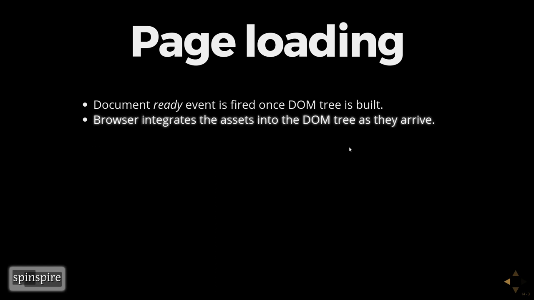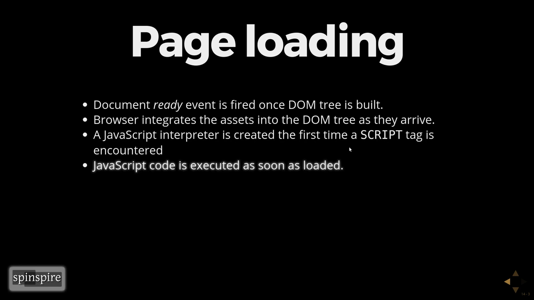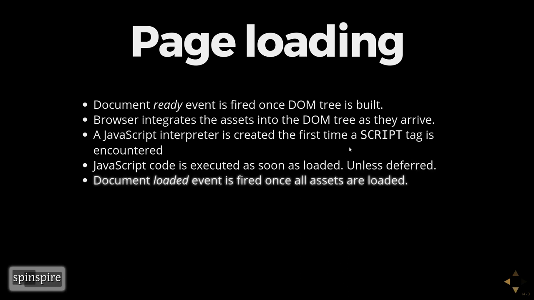So this integrating of assets into the DOM tree, images for example, is done progressively as they arrive. A JavaScript interpreter is created the first time any script is loaded. And then JavaScript code is executed as soon as the script starts loading, so as it is encountered, basically. Unless, of course, you have the defer attribute on the JavaScript, which is possible. We will talk about defer some other time. So the document loaded event is fired once all of the assets are loaded, which means at this point the entire HTML document along with all of its assets is fully loaded.